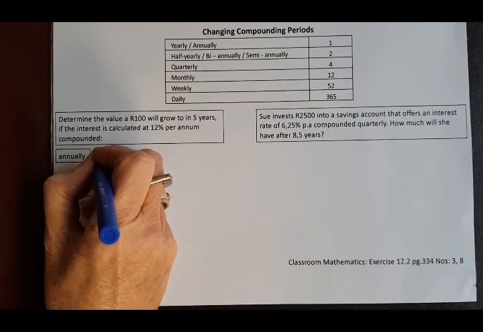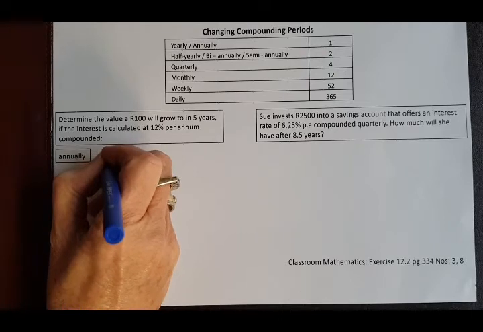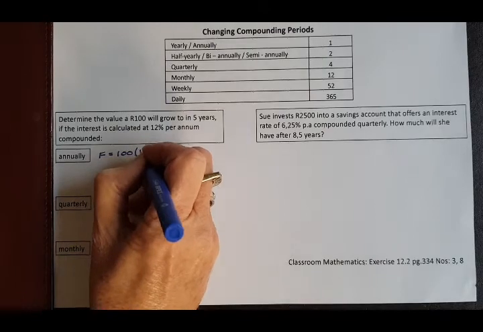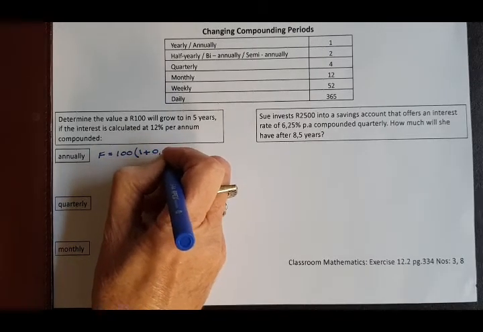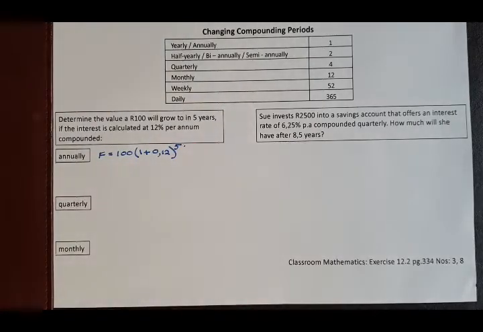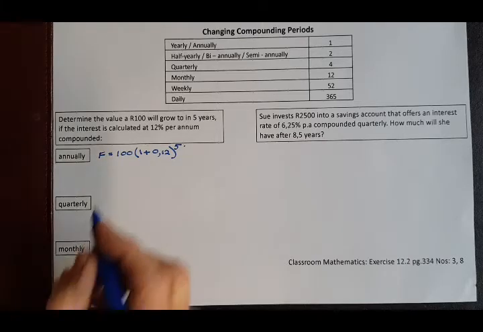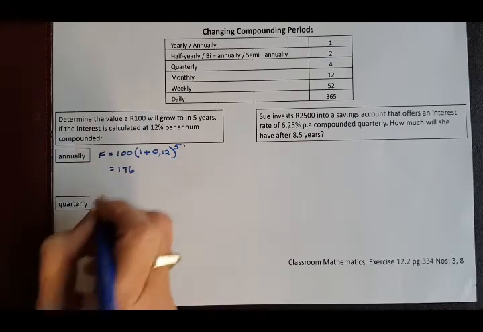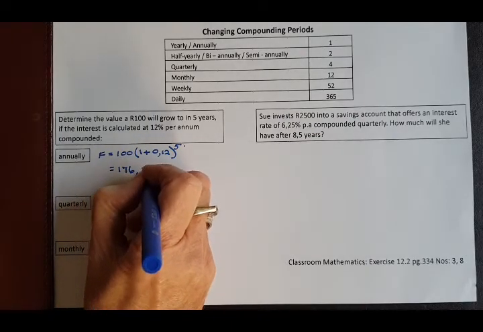So our future value would equal our present value, 1 plus 12%, to the power of 5. So 100 multiplied by 1 plus 0.12 raised to the power of 5, and your answer would be 176.23.